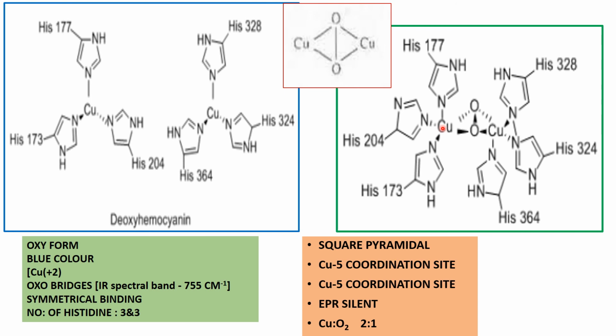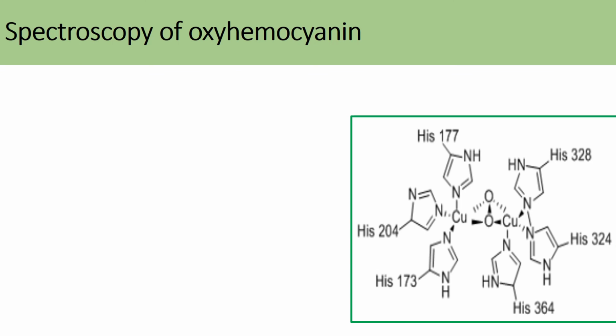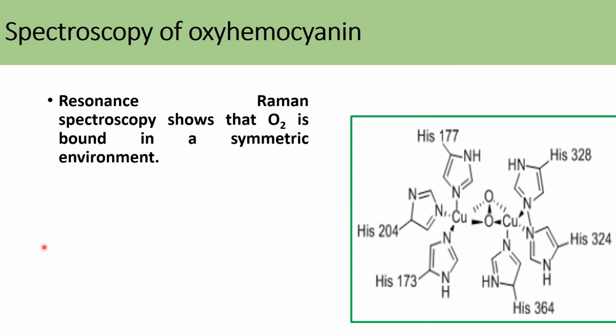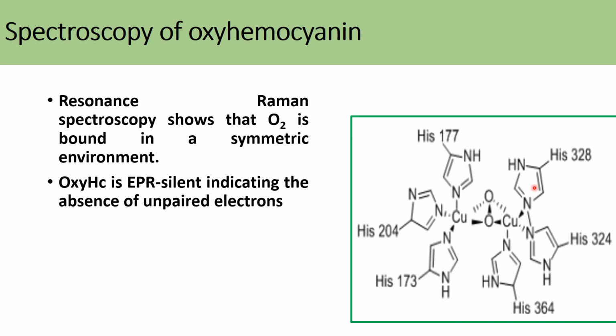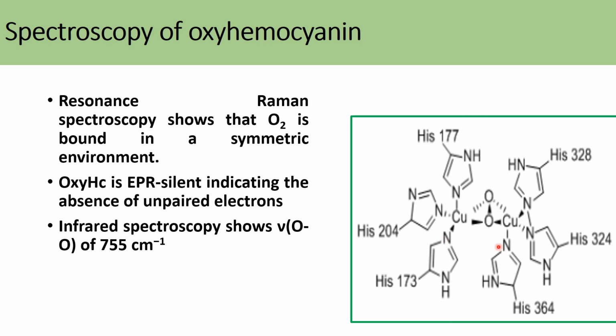So this is about the structure of deoxyhemocyanin and oxyhemocyanin. Spectroscopy of oxyhemocyanin: resonance Raman spectroscopy shows that oxygen is bound in a symmetric environment. Oxyhemocyanin is EPR silent, indicating the absence of unpaired electrons. Infrared spectroscopy shows mu oxygen of 755 centimeter inverse.